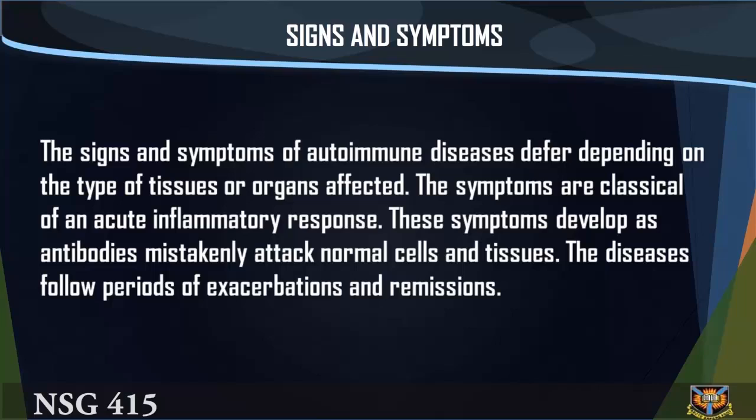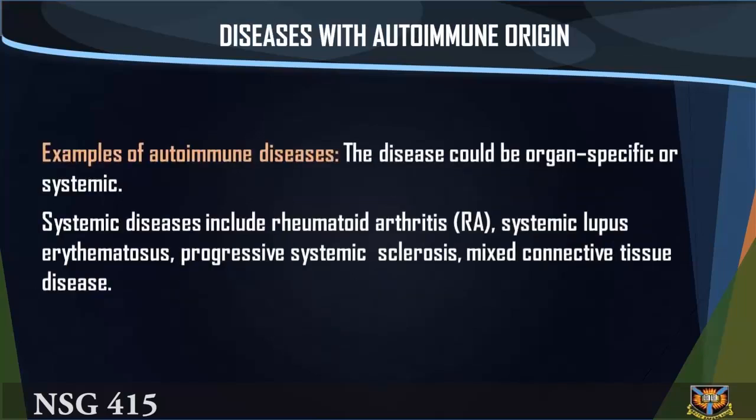Signs and symptoms. The signs and symptoms of autoimmune diseases differ depending on the type of tissues or organ affected. The symptoms are classical of an acute inflammatory response. These symptoms develop as antibodies mistakenly attack normal cells and tissues. The diseases follow periods of exacerbations and remissions. At this point, we shall discuss some specific diseases with autoimmune origin.